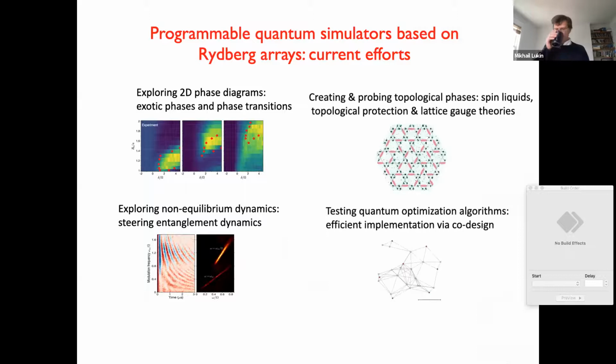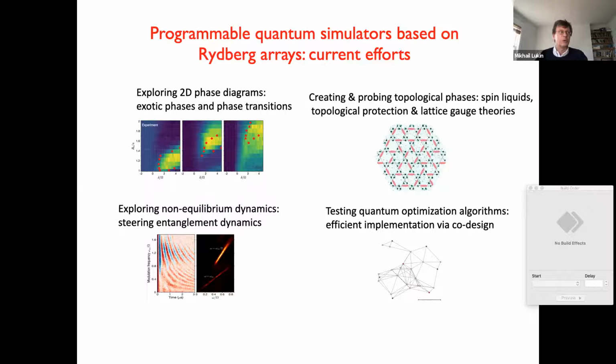This is just a sampling of the projects we're now exploring in our lab. We're studying two-dimensional phase diagrams. We also now start to create and explore topological phases in lattices which are frustrated. That would be a good talk to give after Jason's. This has been a long-standing goal in the field, and we are now able to create these kinds of states, so-called spin liquids, and explore them.